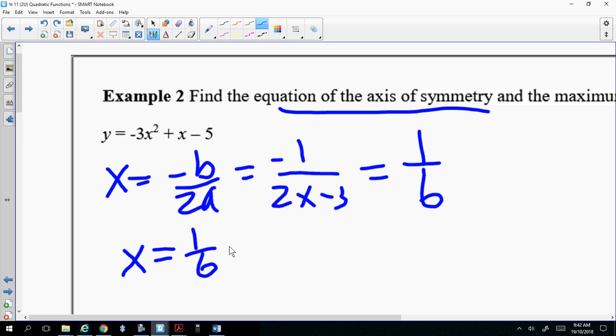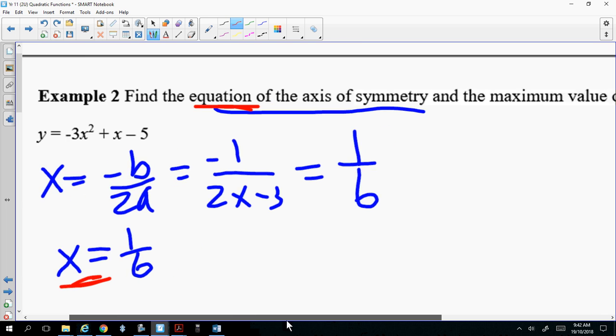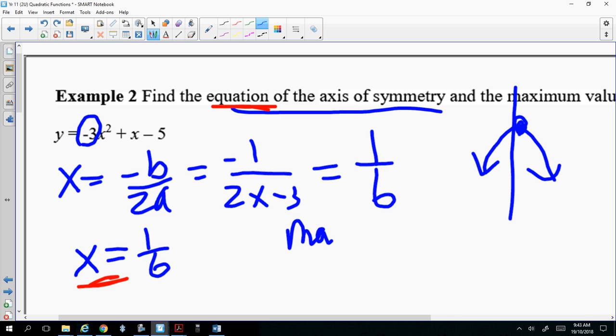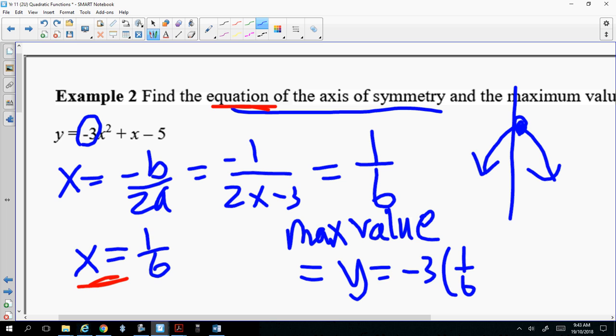And then you have to state the maximum value. Now, why is there a maximum value? The graph is concave down. Therefore, it has a maximum value. And the maximum value occurs at the axis of symmetry, right? So to get the maximum value, all you have to do is substitute the x value you just found into the formula. Max value: y equals negative 3 times (1 over 6) squared plus 1 over 6 minus 5. So the maximum value is the y value of the vertex.